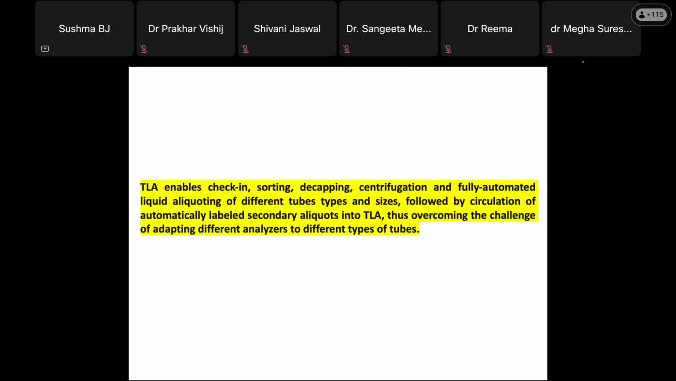TLA enables the pre-analytical phase, especially checking, sorting, decapping, centrifugation, and fully automated liquid aliquoting of different tubes of different types and sizes, followed by circulation of automatically labeled secondary aliquots into TLA, thus overcoming the challenge of adapting different analyzers to different types of tubes.